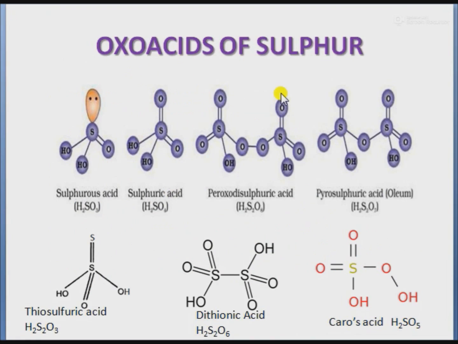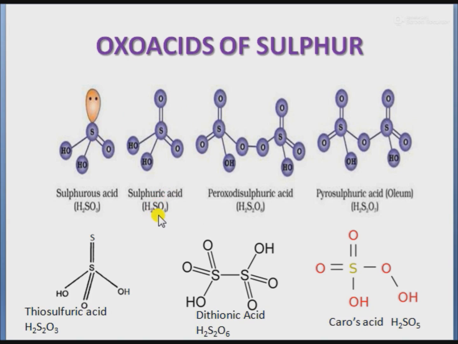Next are the oxo acids of sulfur. First is H2SO3, sulfurous acid, in which sulfur has a lone pair of electrons and is attached to two OH groups and one oxygen with a double bond. It is dibasic due to the presence of these two replaceable OH groups, and its oxidation state is +4.